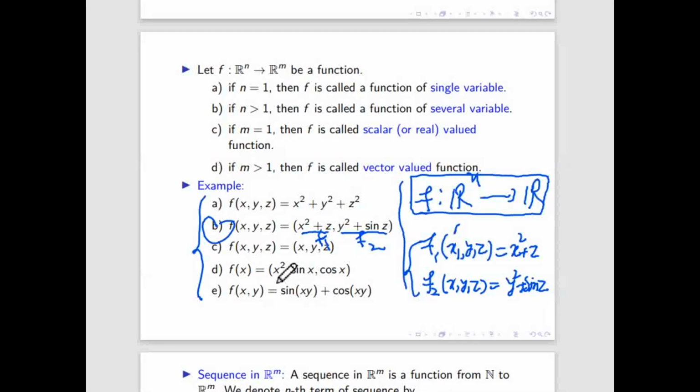Suppose the question is whether this function is continuous or not. x squared is continuous, sin x is also continuous, cos x is also continuous. So can we say that this function is continuous? The answer is yes. This is f1, this is f2, this is f3, all are continuous. So this function is also continuous. If all the limits exist, then the function also has the same limit.